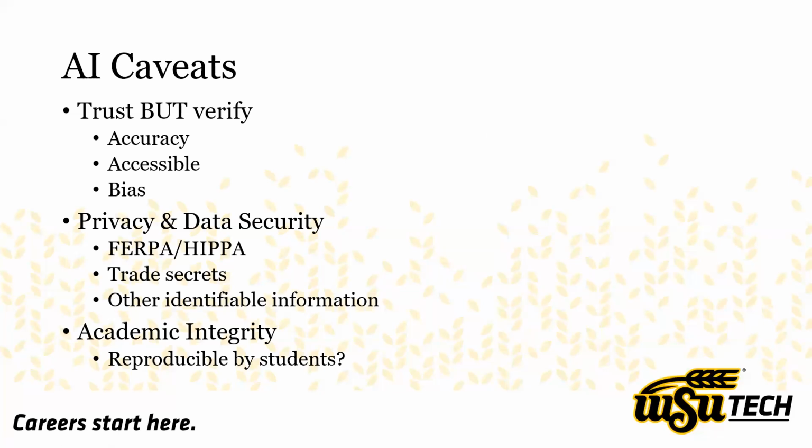And then finally, academic integrity. Can the content you're creating, maybe a quiz or a test, be reproduced by a student who uses that same tool and logs in, and then used for cheating or dishonesty? So you have to think about that. Maybe you have it create a test for you, but you tweak those questions and answers. Can the student reproduce the same content with AI that you are? You want to make sure you take that into consideration.